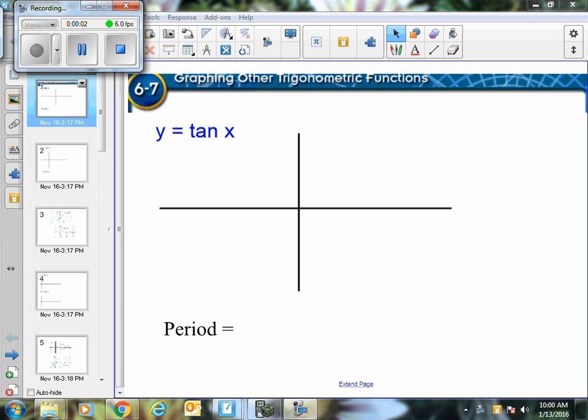All right, everybody. Today we're going to look at graphing the other trig functions. So we've done sine and cosine. So now today's our day to do tangent, cotangent, and secant and cosecant. So we're going to get right into this here to do the parent graphs.